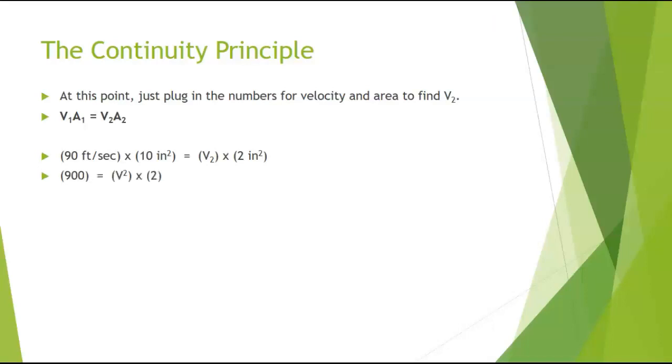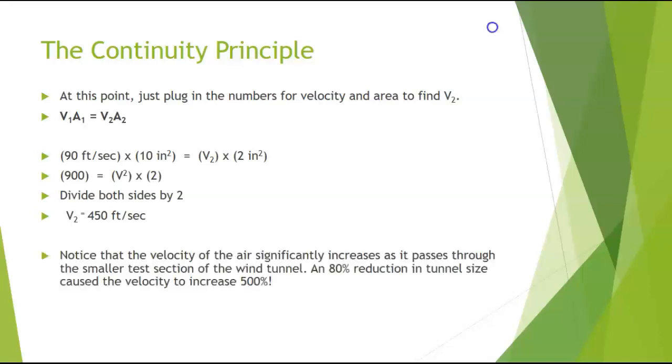So when we break the equation down further, we get 900 equals velocity 2 times 2. Divide each side by 2 to solve for velocity 2, and we get velocity 2 equals 450 feet per second. So just by reducing the area that the air is passing through, we've increased the velocity by 500%, just by reducing the area that the air is flowing through by 80%.